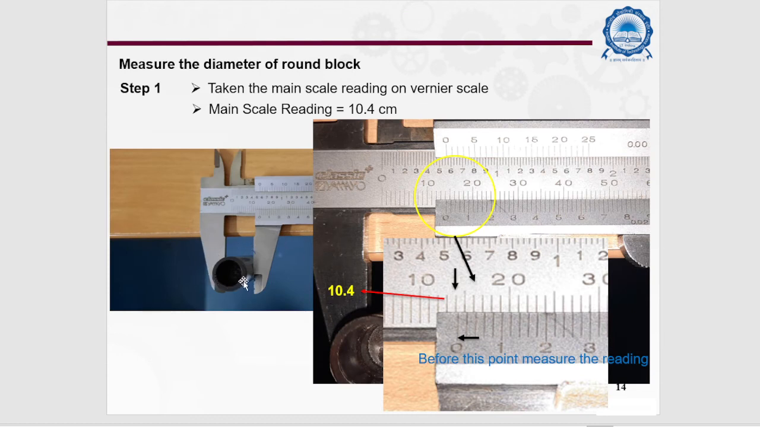First we will fix the round block between the lower jaws and take the main scale reading on the vernier scale. In the figure you can easily see the reading before this point. So before this point our reading is 10.4. So the main scale reading is 10.4 centimeter.